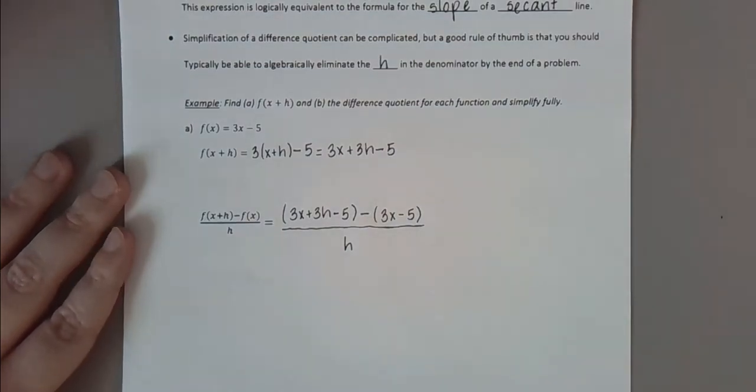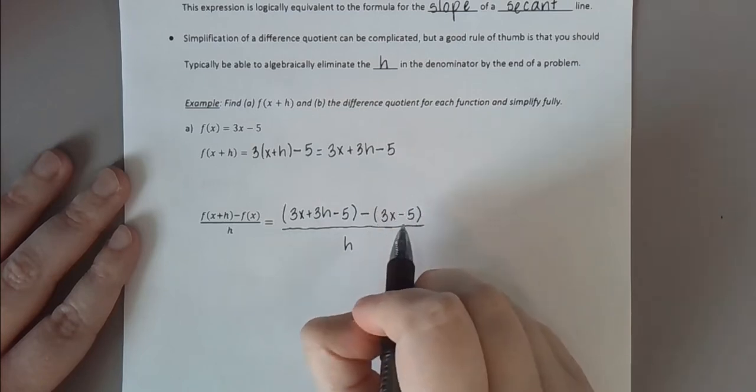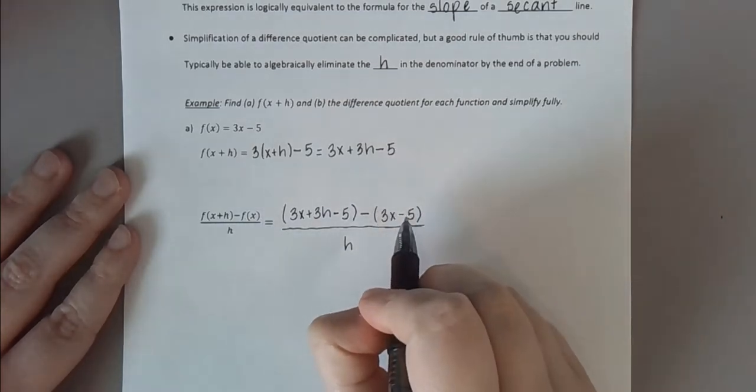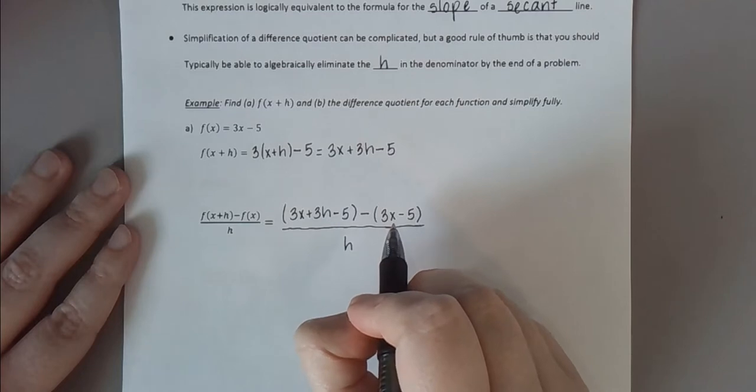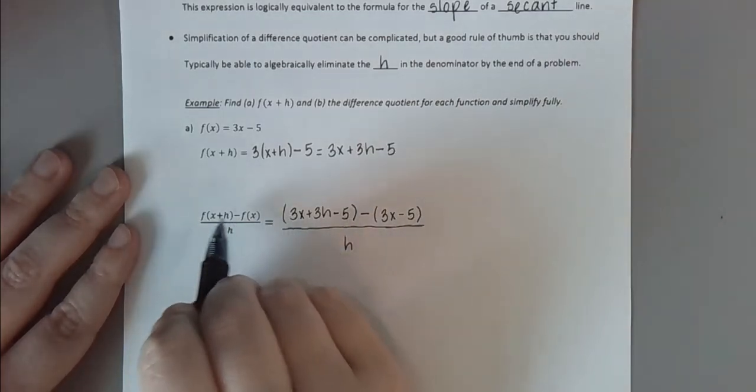Now what we want to focus on now is simplifying the numerator. You will find 99% of the time this particular expression over here, f of x, can be canceled if we combine like terms with the terms we got from f of x plus h.